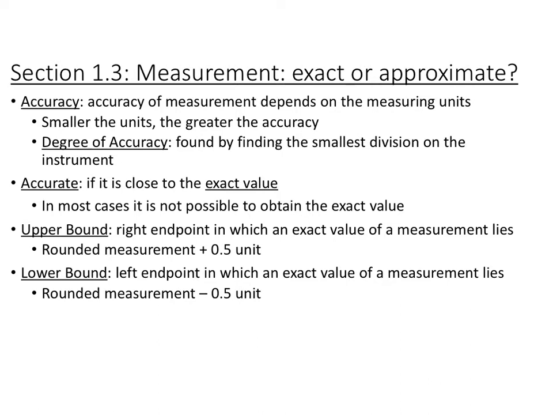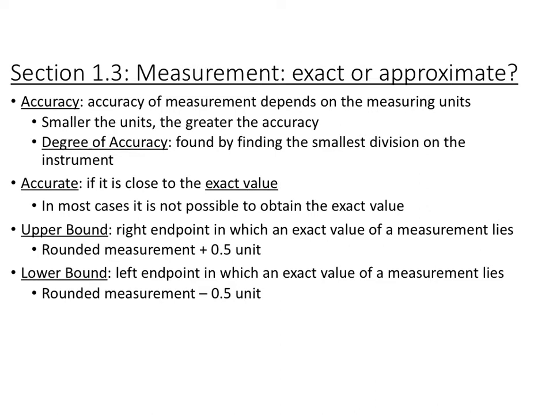So if you're looking at a ruler, like for instance on the inches, usually they break them down into 1/8 of an inch. So that's the degree of accuracy for the inches on that ruler. Accurate is if it's close, the closer it is to the exact value. It's almost impossible to find the exact value depending on your measurement tool. There's always going to be some type of rounding.